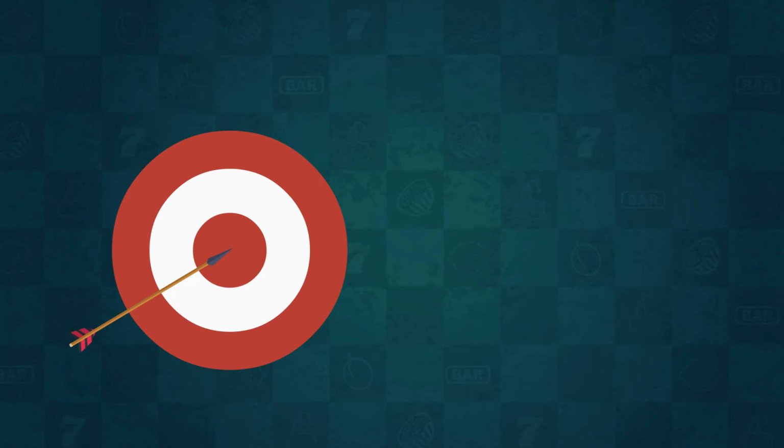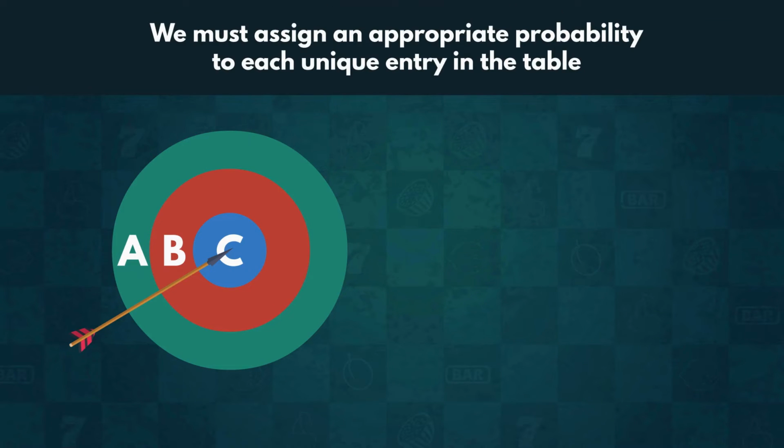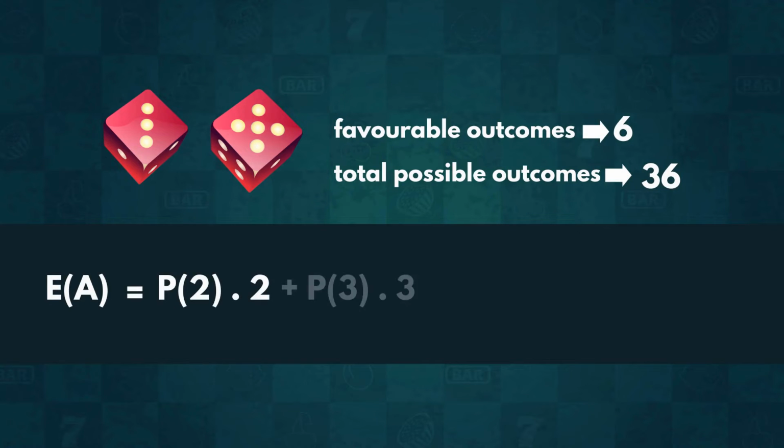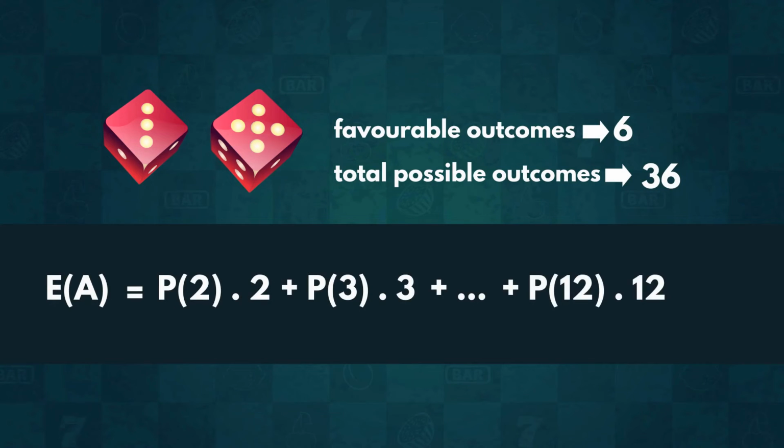Since we are dealing with numerical data, we should apply the same formula we used for the archery problem. To do so, we must assign an appropriate probability to each unique entry in the table. Just like with the sum being 7, we do that based on the number of times the number features in the table. If we do so, we are going to get the expected value, which ends up being 7.